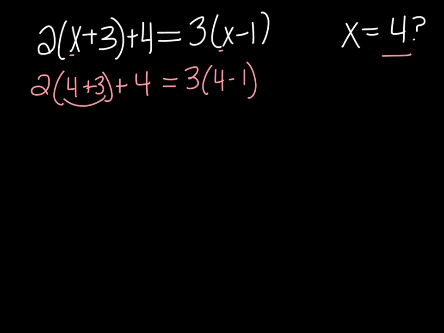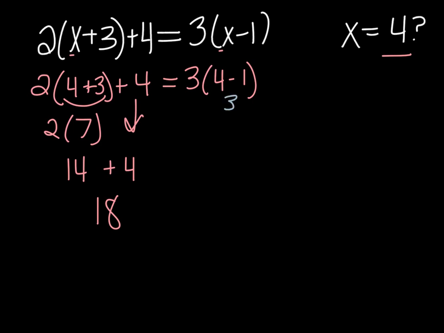So I've got 4 plus 3, that's 7. And then I have 2 times 7, which is 14. And then I still have this plus 4 over here. And 14 plus 4 is 18. Now I'm going to go over to the right-hand side. I have 4 minus 1, which is 3. And then 3 times 3 is 9. Okay, bring that down. Does 18 equal 9?